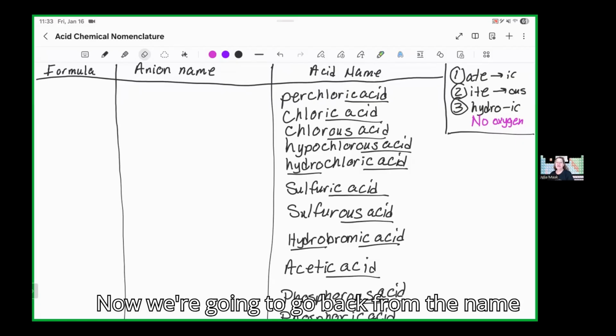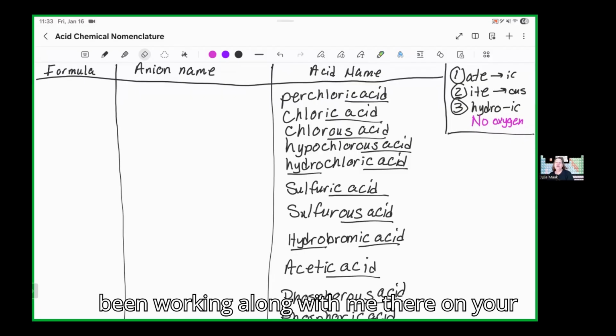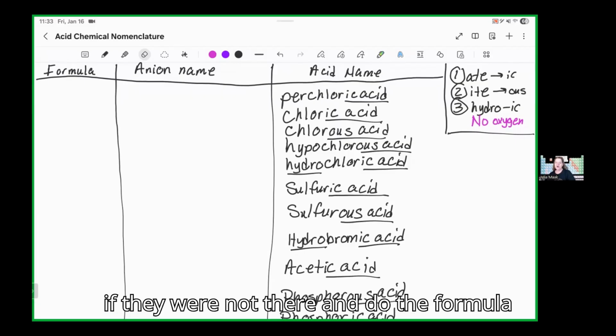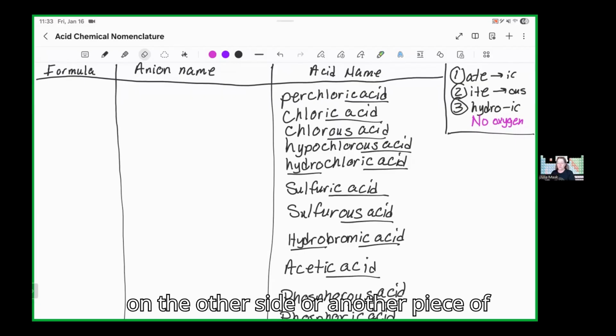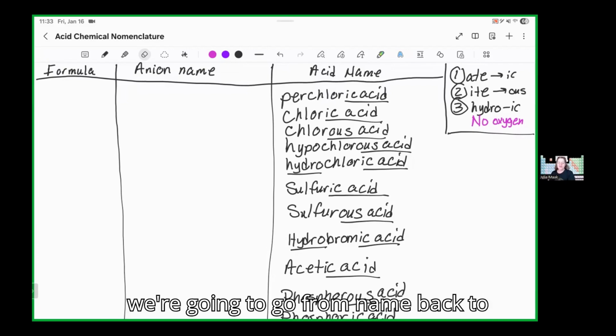Now we're going to go back from the name and figure out the formula. So if you've been working along with me there on your paper at home, cover up the formulas as if they were not there and do the formula on the other side or another piece of paper. So just cover up the formulas. Now we're going to go from name back to formula.